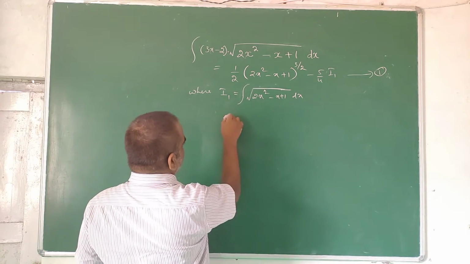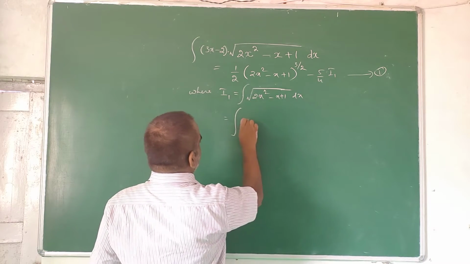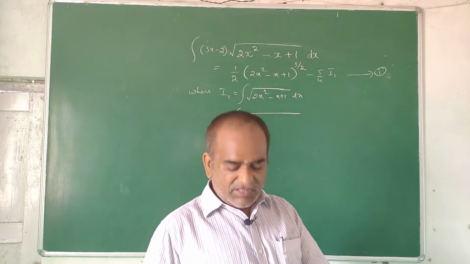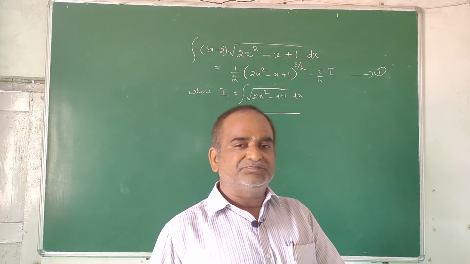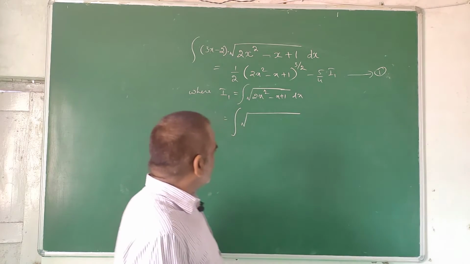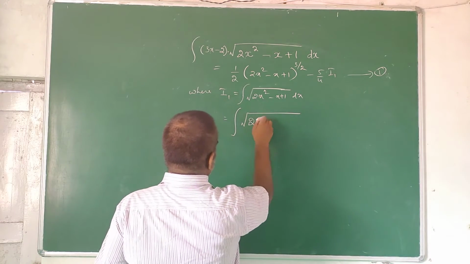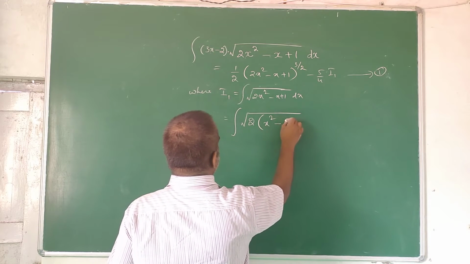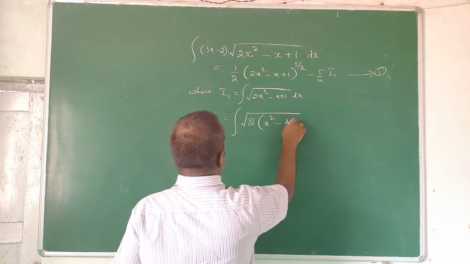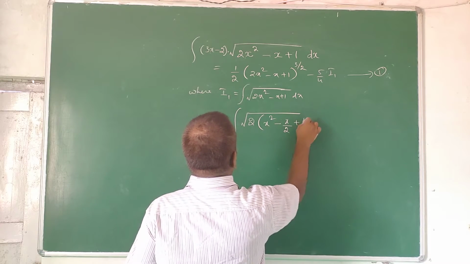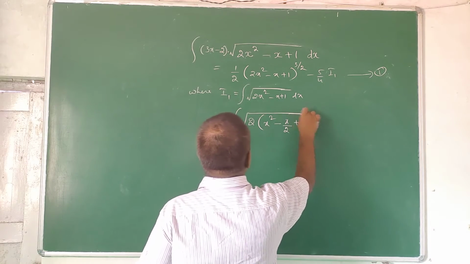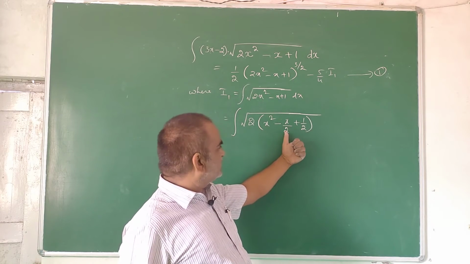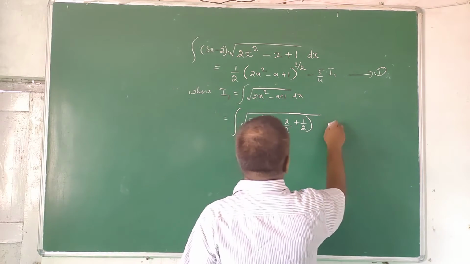So now in the process of evaluating this integral, inside of the square root sign, take 2 common. So if you take 2 common, x square minus x by 2 plus 1 by 2. So I took 2 common, then you get x square minus x by 2 plus 1 by 2 dx.